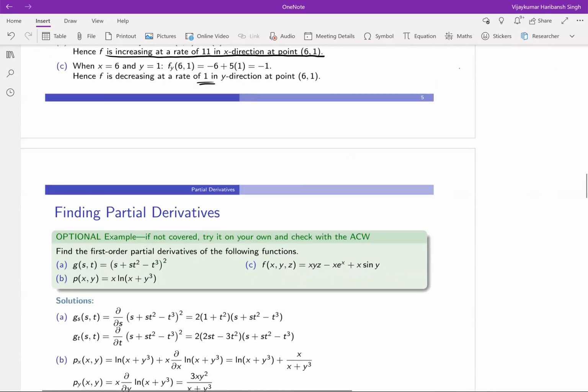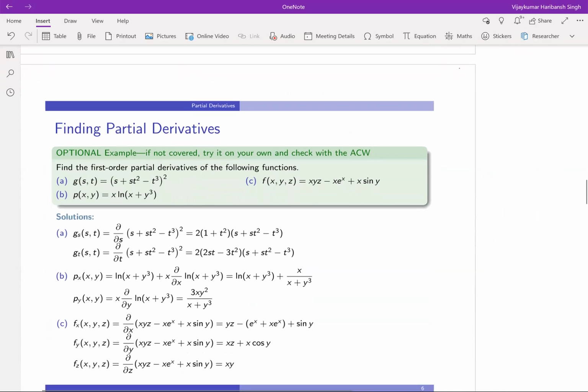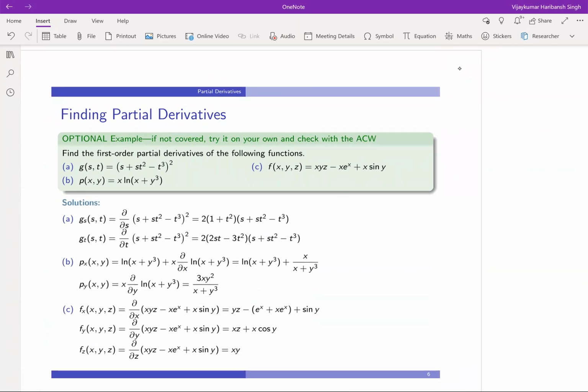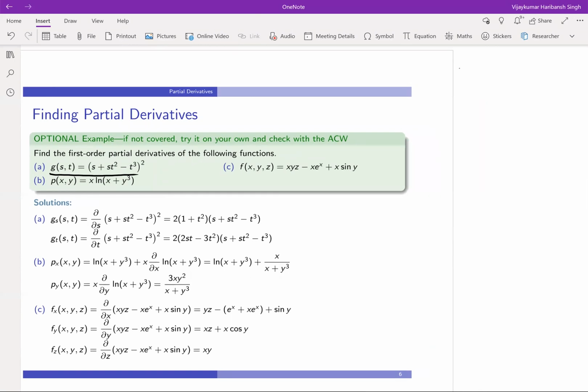Okay. Now let's do some more problems. So here, g(s,t) equals this. Let's compute the partial derivatives of this. The first order partial derivative means, first, the partial derivative of g with respect to s. When you're taking this, you have to treat t as a constant. However, you will still apply the chain rule and everything you have learned here. So now think of it as this whole thing squared.